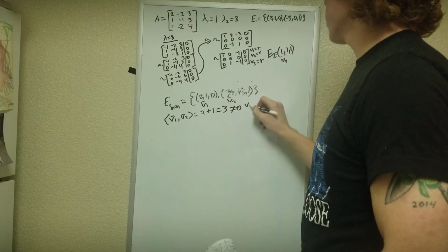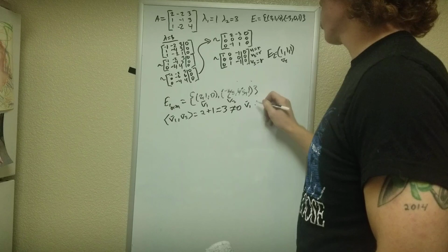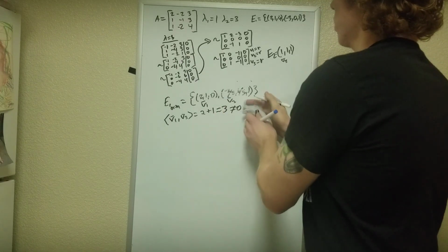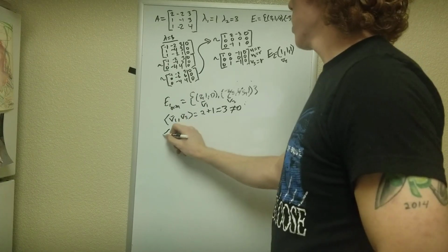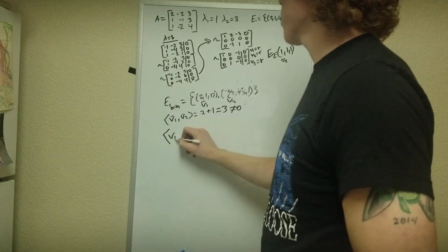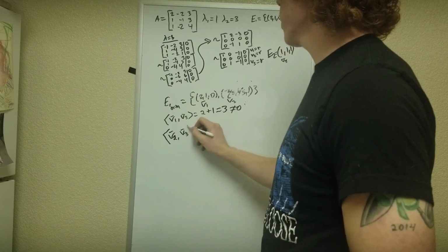So V1 is not orthogonal with V3. I just realized I misspoke. So V1 is not orthogonal with V3, let's try V2 with V3.